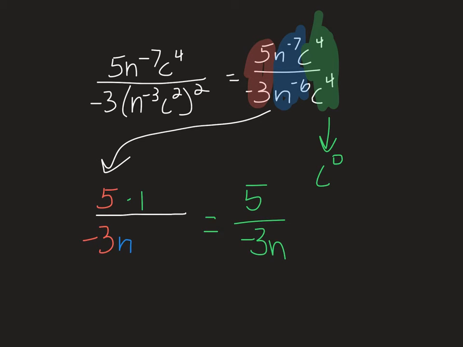So again, when you see the same power, when you see the 4 and the 4 on c, they just cancel each other out. You can just cross those things right out. They go away. Alright? And then let me come up with one more example here.